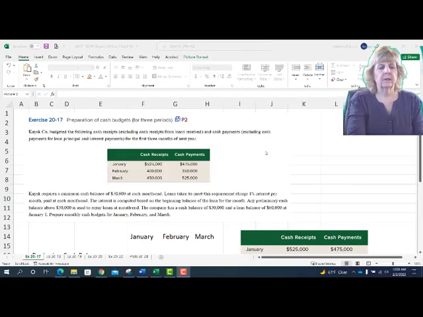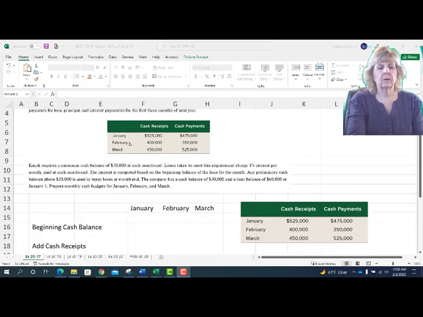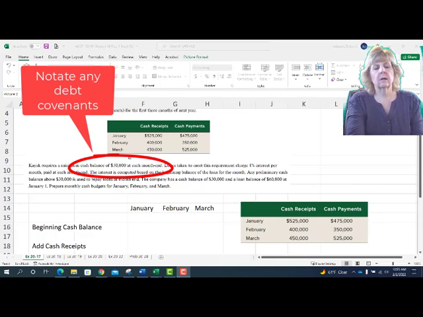Okay, let's try this first one together. Kayak Company budgeted the following cash receipts, shown in this first column, and cash payments in the second column, excluding cash payments for loan principal and interest for the first 3 months. One of the first things I always ask myself is what period of time are they looking at? Looks like they're looking at the first 3 months or the first quarter of the year. They require a minimum cash balance of $30,000. I would jot down a note to myself that there's a debt covenant, and it's important to never let our cash fall below that $30,000.